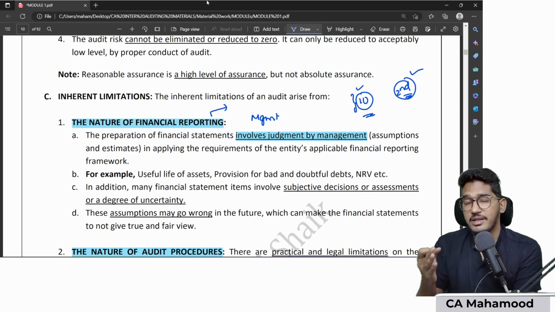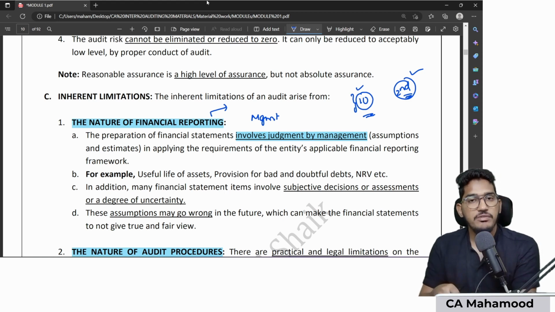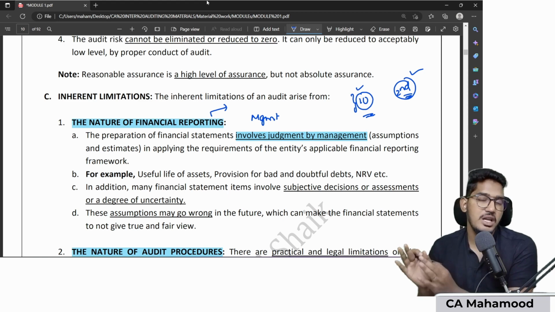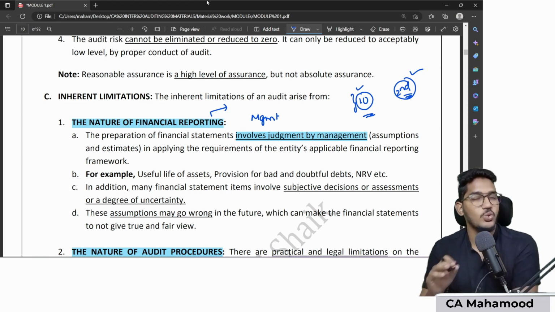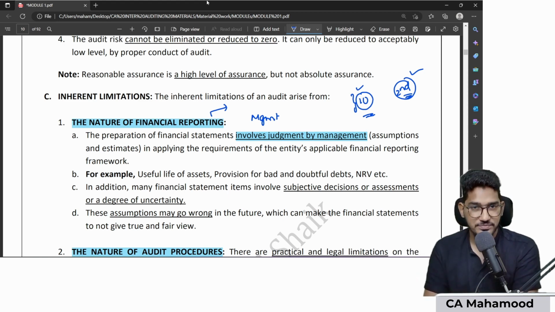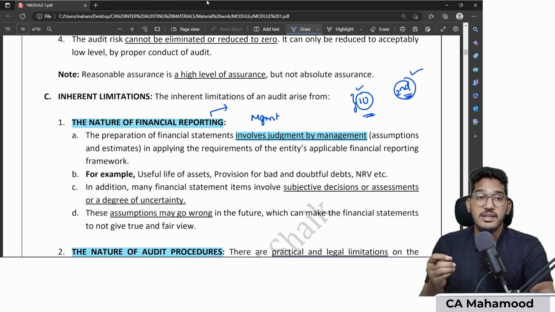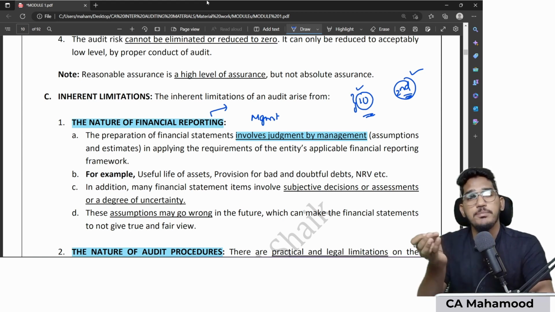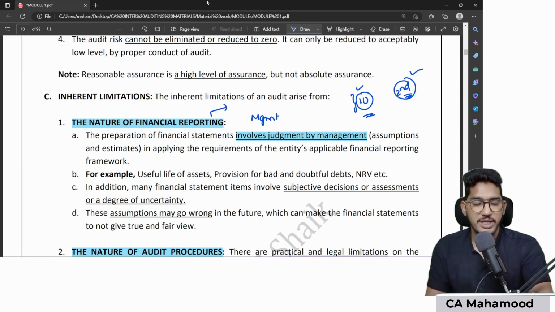Can this limitation be removed? Removing this limitation means preparing the financial statements without using even a single assumption or estimate. Can you do that? No, we can't do it. So the process of auditing is suffering from some limitation, which is the nature of financial reporting, which means the financial statement preparation process itself is suffering from some limitation, which is usage of assumptions and estimates.